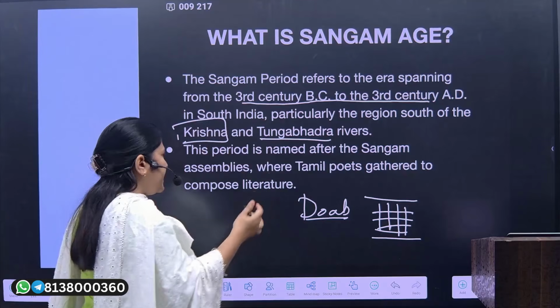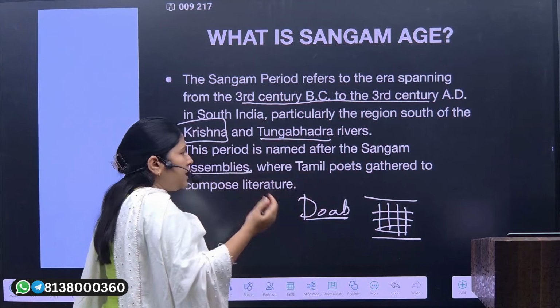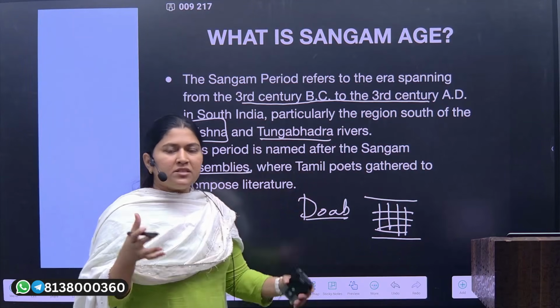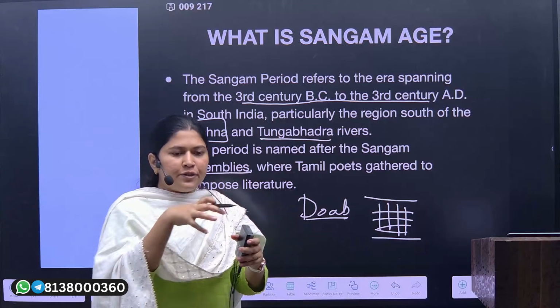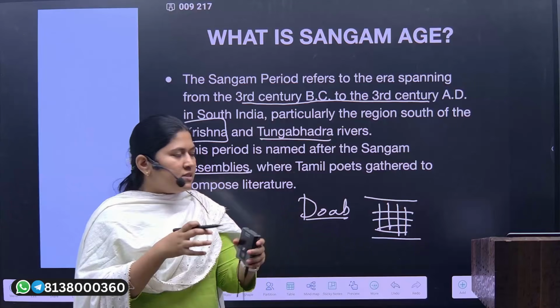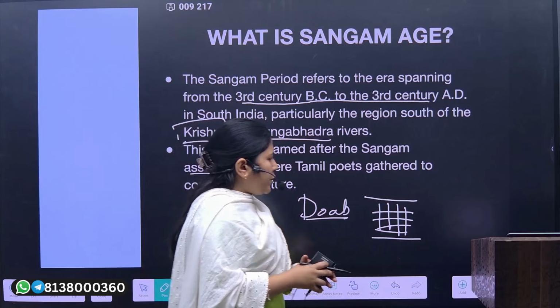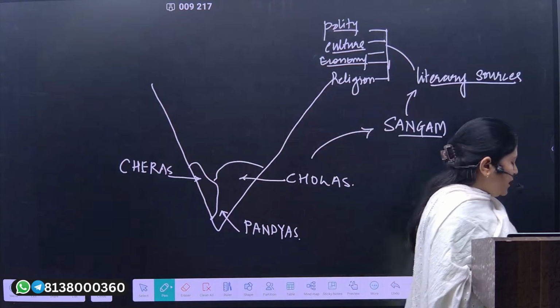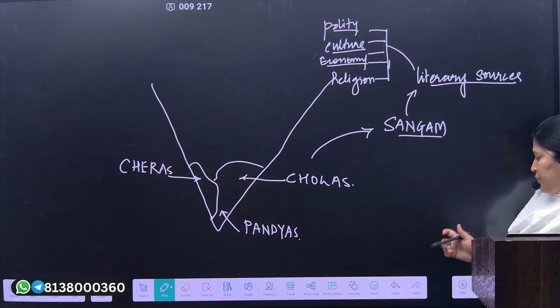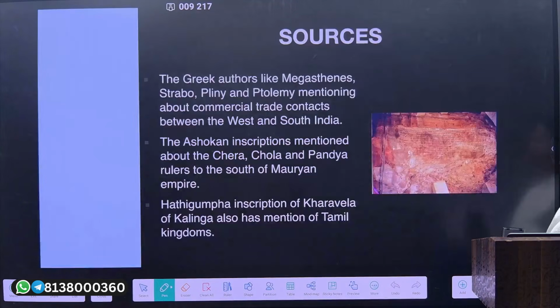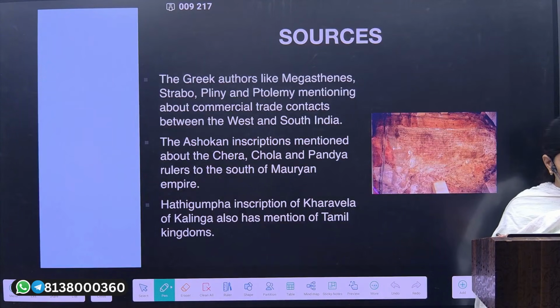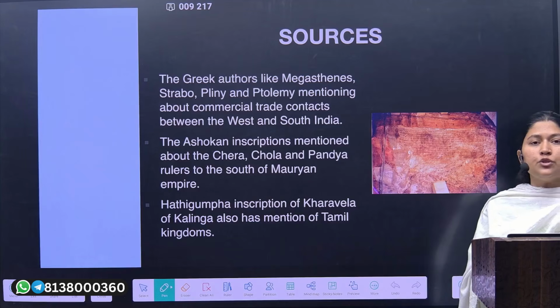Now, this period was named after the Sangam assemblies, right? Meaning the confluence of different kinds of assemblies, different kinds of regions within that period. So that is why it is called the Sangam age. Now, when we discuss the Sangam age, first we need to know what the sources are.